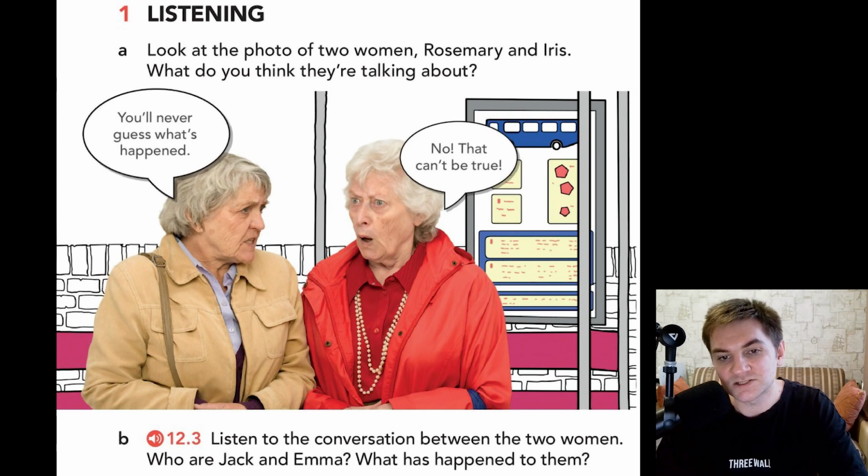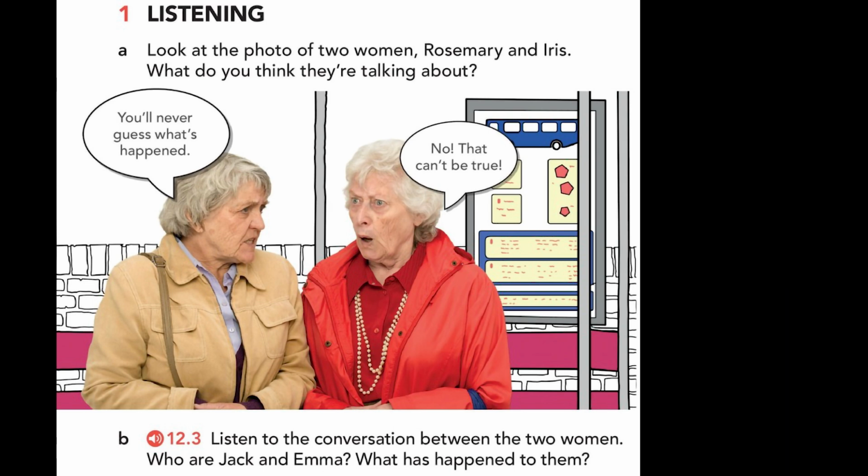Listen to the conversation between the 2 women. Who are Jack and Emma? What has happened to them? Look, the audio isn't easy, I would say, and it isn't difficult either. I don't know how to explain. Anyway, the first try is about to get the main idea of what they're saying. Who are Jack and Emma? What has happened to them, according to one of the women? Listen to the audio and answer these questions.